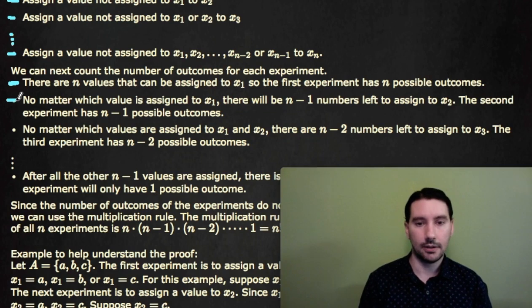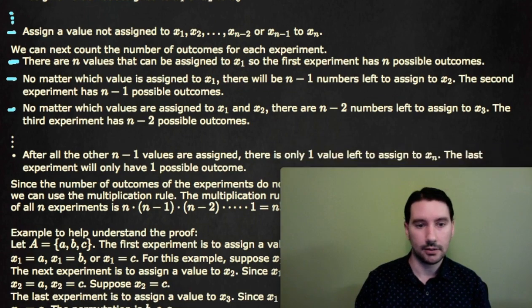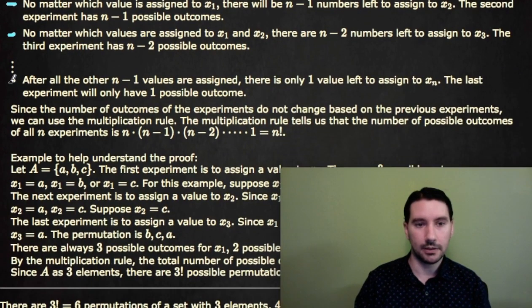And once we've used that element up, there's only n minus 2 elements left. So once x1 and x2 have been assigned, there are n minus 2 elements left to assign to x3. And so the third experiment has n minus 2 possible outcomes. And we continue doing this until we get to the last experiment, which only has one possible outcome, right? Because eventually we only have one element left, and so that's the one we assign to xn.